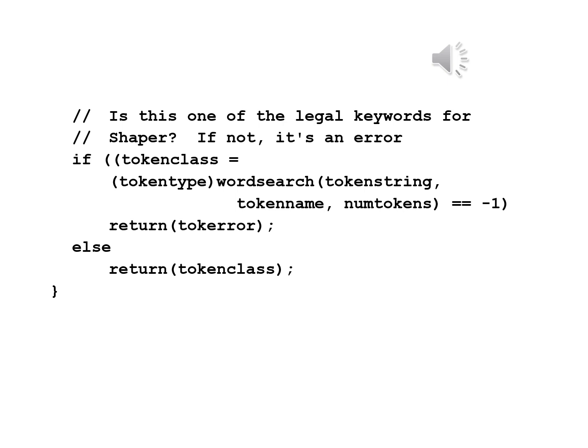Now let's take a look. We use word search to see if we can find this token string within the array. If we can, then all is good, and we return the token associated with that word. If it's not there and we got a value of -1, we return the token error because what we scanned is not a correct word in the language.